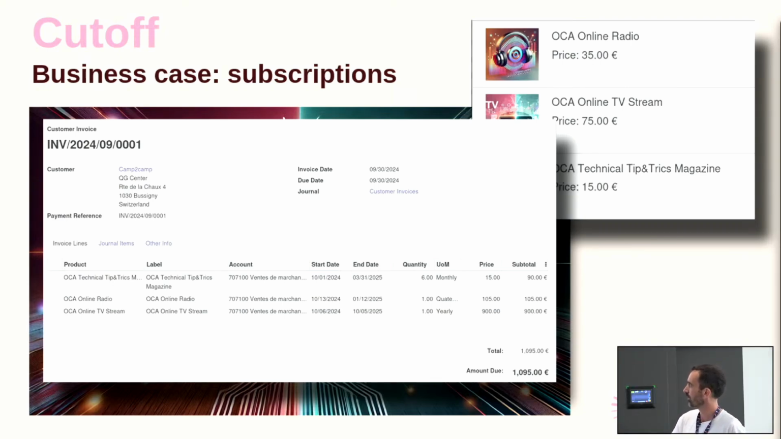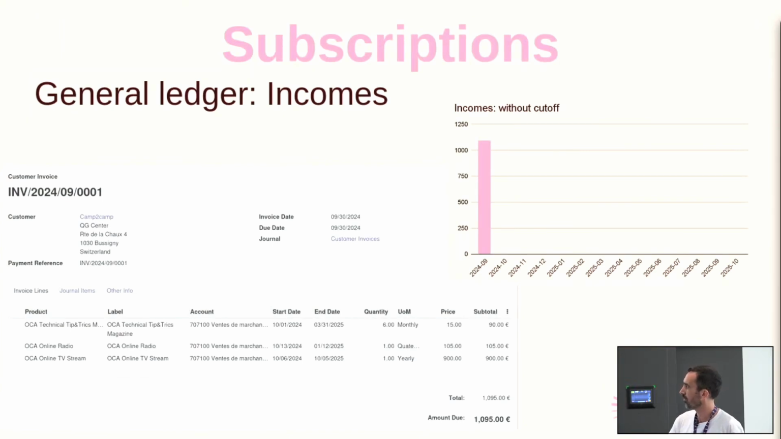Online they can choose the start date of the services. So for instance, the magazines they order for 6 months from the beginning of October, and then online radio for 3 months, and a yearly subscription of online TV. So I have installed the French plan. When you invoice your customers, incomes are going into a 700 series account. And in the accounting, you get all your incomes at the date of the invoice.